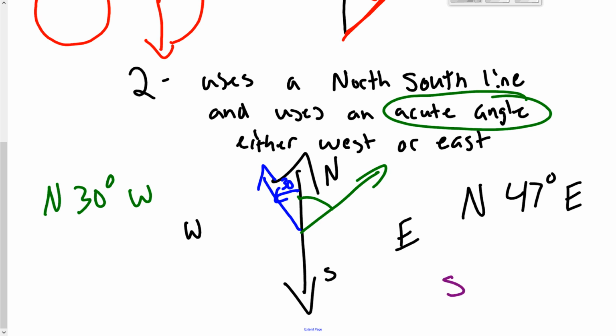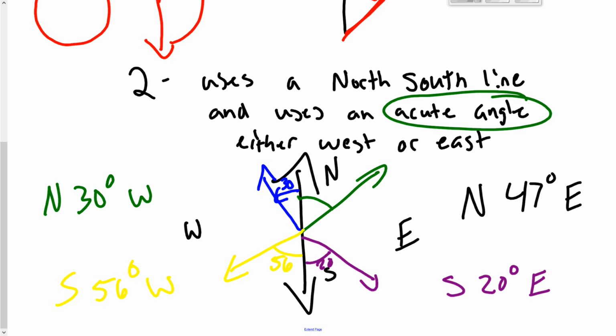Okay, so you could have south, going off south, say south 20 degrees east. So from the south, I go 20 degrees east, and so that would be my bearing right there, going in that purple direction. And then the last one would be, say, going south. My bearing would be south, let's say 56 degrees west. So going from the south, I go 56 degrees to the west. And so that would be the one in green or yellow there, my bearing, south 56 degrees west. So those are the two different types. So let's go ahead and do an example for each of these.